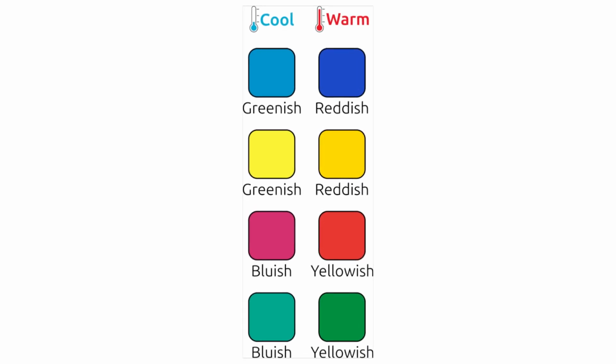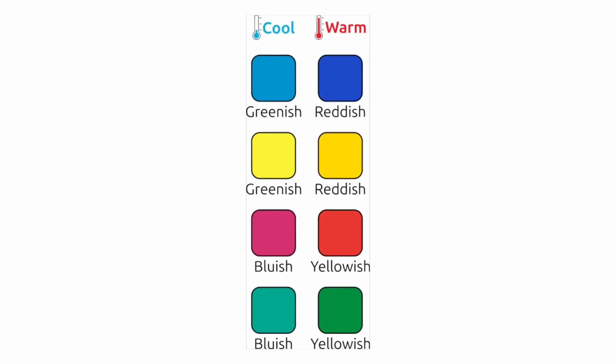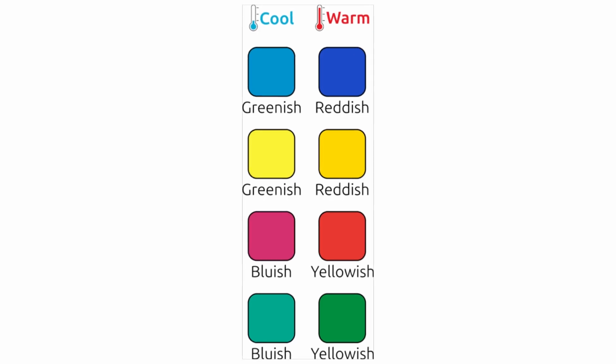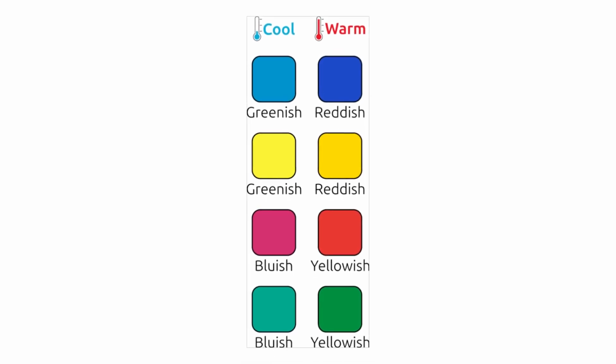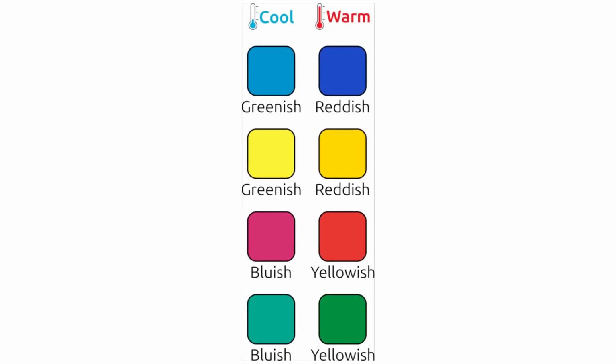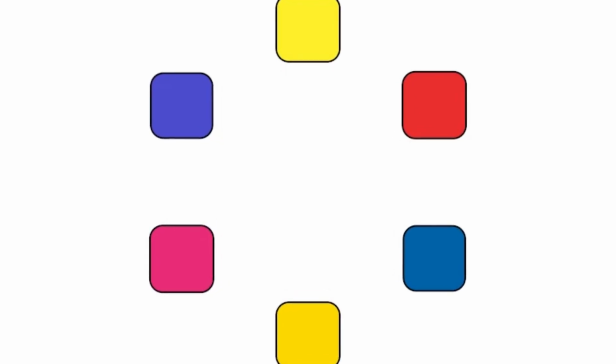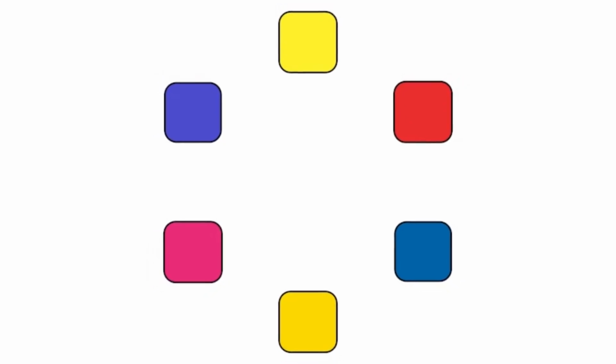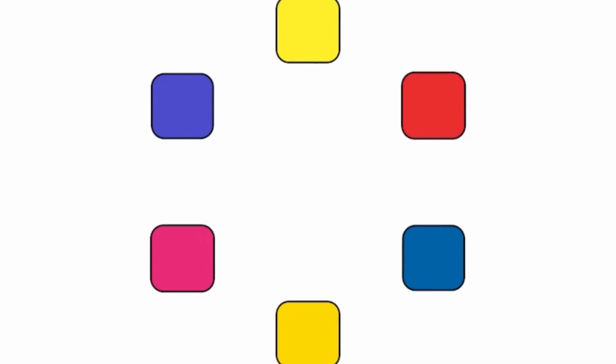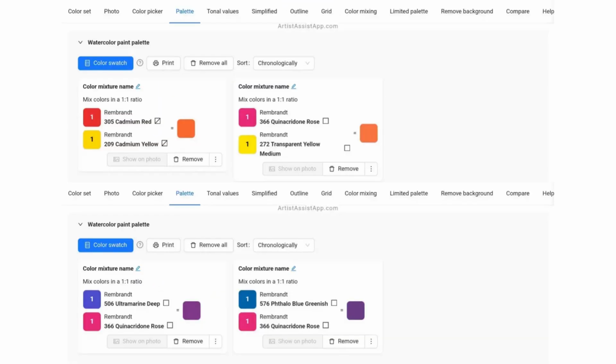Yellowish red is warm, bluish red is cool. Reddish blue is warm, greenish blue is cool. Reddish yellow is warm, greenish yellow is cool. Yellowish green is warm, bluish green is cool. The base of the six-color mixing system is two colors, one warm and one cool, for each of the three primary colors. This allows for the mixing of highly saturated secondary colors.